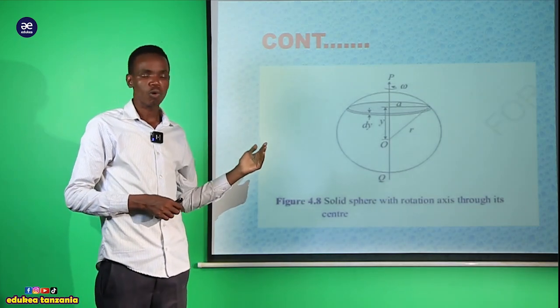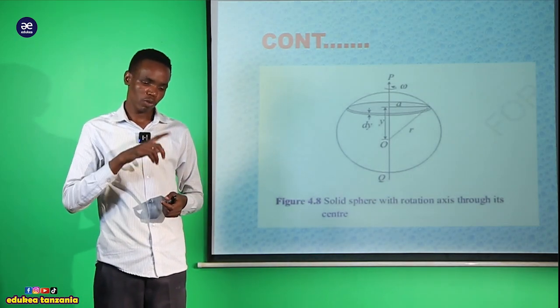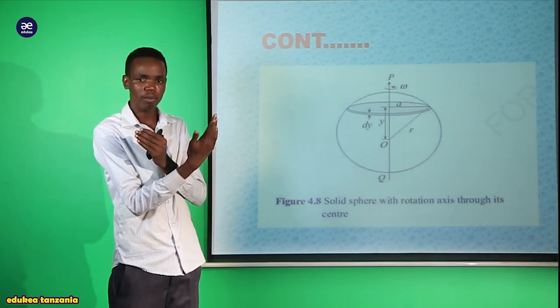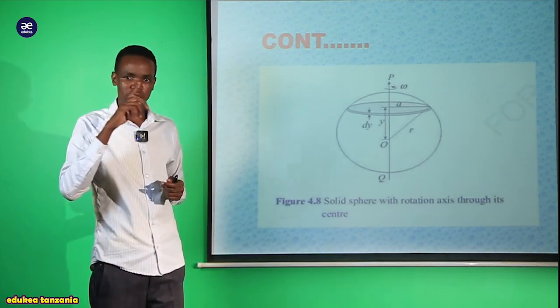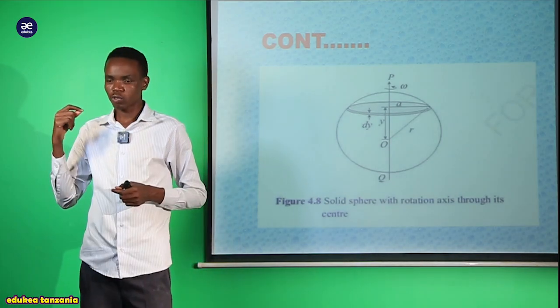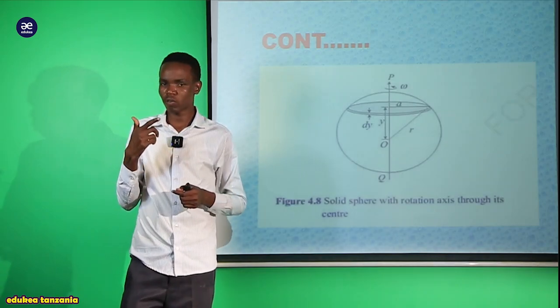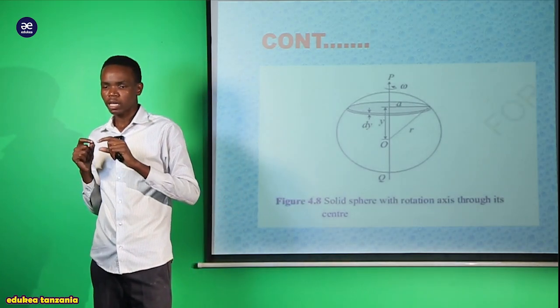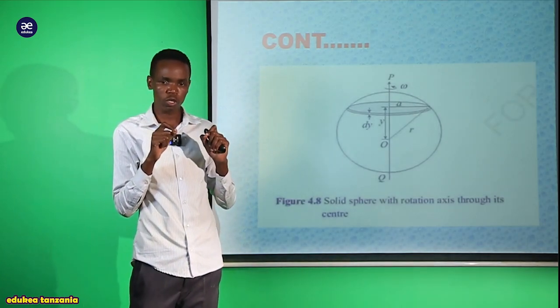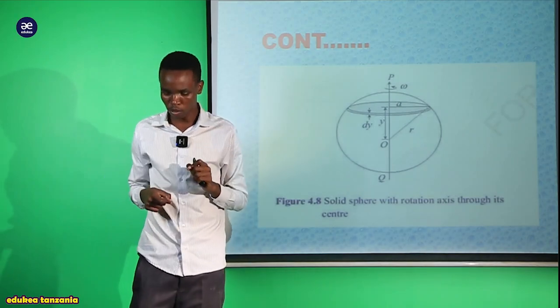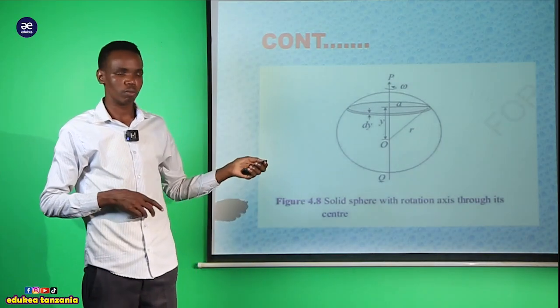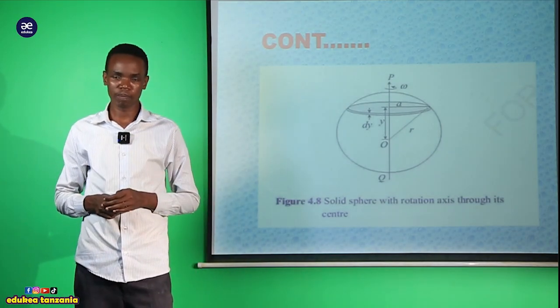As we try to see in our demonstration, we have a solid sphere, and the solid sphere is trying to rotate on an axis. As we saw in our concept of the rotation of a rigid body, most solid objects rotate on their axis, as we observe with this solid sphere.